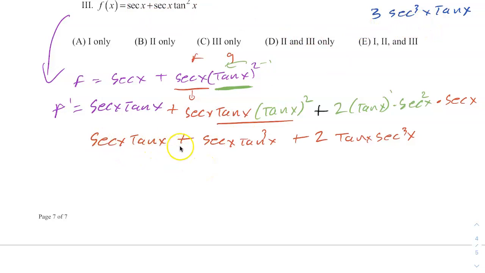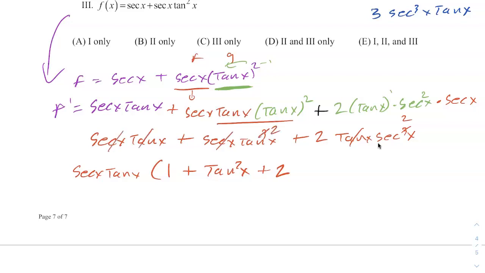Notice they all have a secant tangent. Let's pull that out. So secant tan on the outside. That'll leave a 1 plus tan squared plus 2. One of the tans is gone, one of the secants is gone, so that's gone, that's gone. So 1 left. So 2 secant squared x.